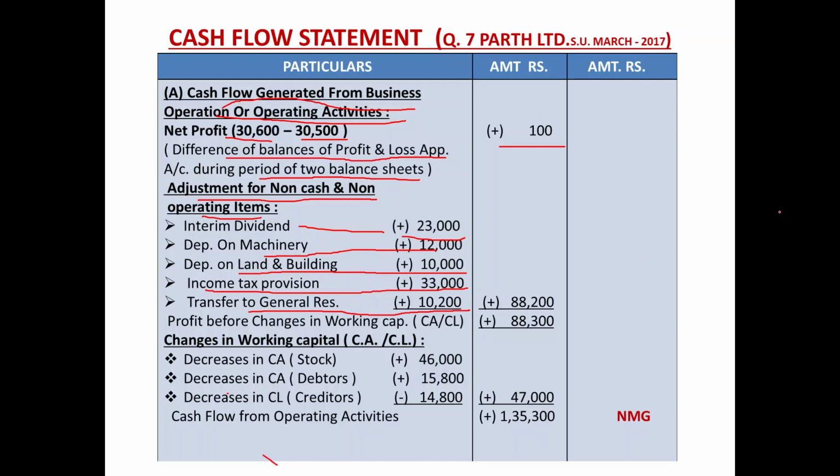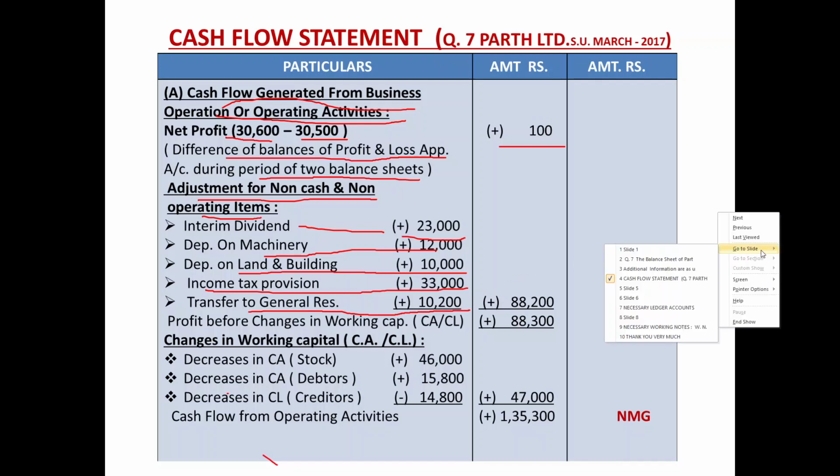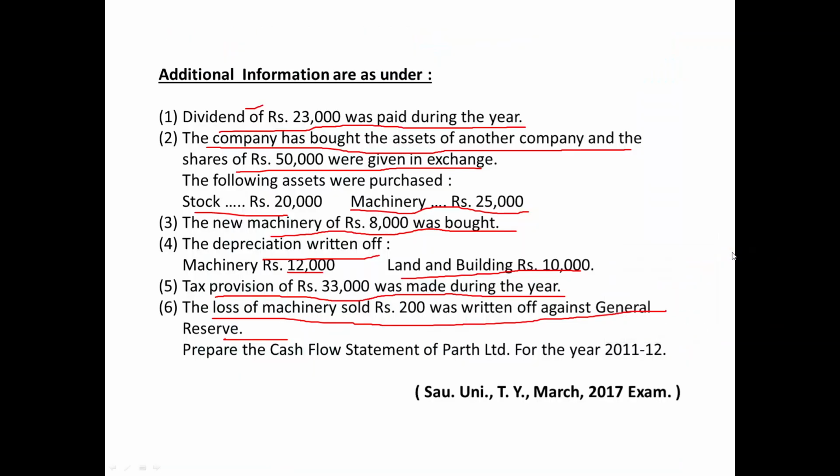So this was for additional information point number 6. Having a loss on a machinery transaction, the selling price was not given but the loss amount was given, and on the basis of that loss amount we posted that transaction, and then afterwards we decided the selling price of the machinery by closing the ledger account of machinery. Okay.